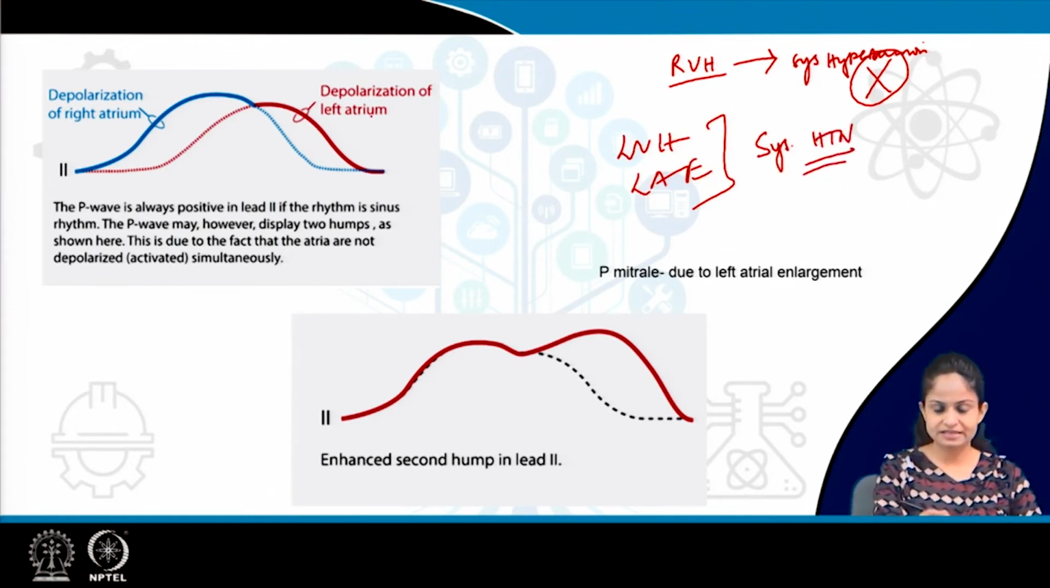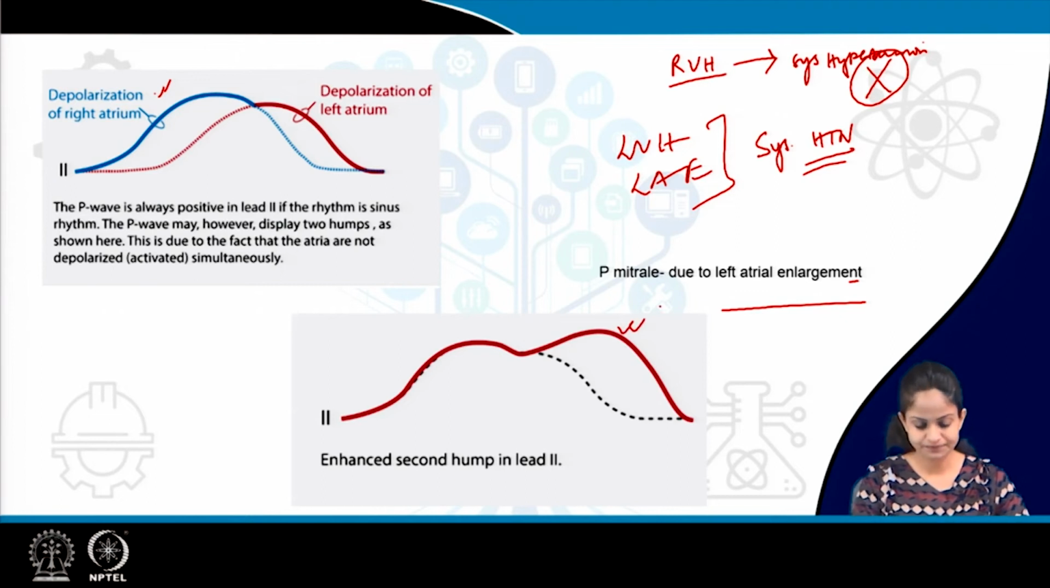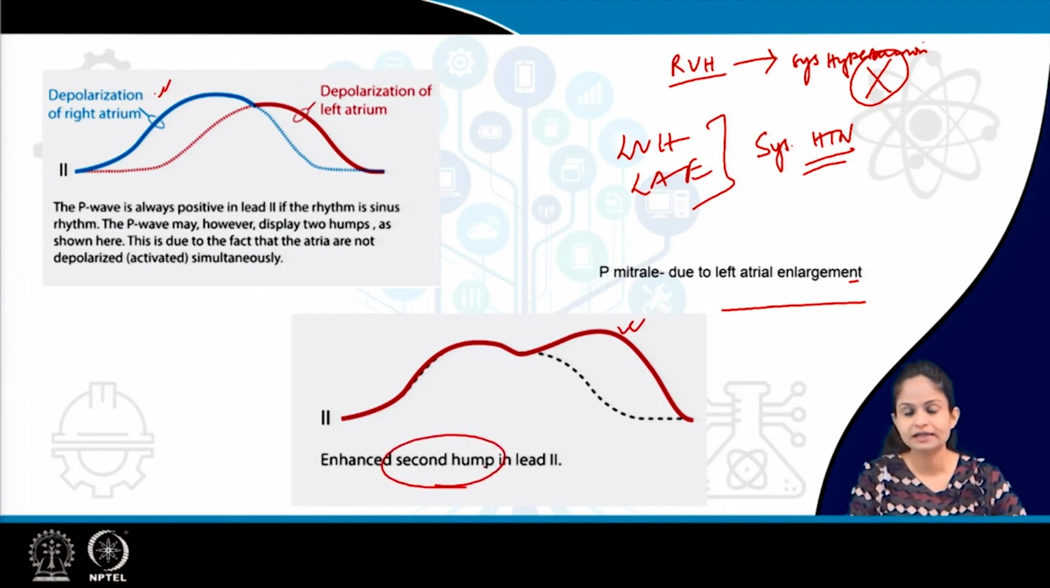These are the two waves which we see because of the depolarization of the two atria, the left atria and the right atria. Generally, we do not see these two waves separately, because both atria usually depolarize synchronously, but we see these two humps separately whenever there is abnormality in the conduction of the impulses in these two atria, which usually happens in left atrial enlargement. In left atrial enlargement, we see this second hump enhanced, in lead 2 specifically. The two atria are depolarizing separately because of the enlargement of the atria.